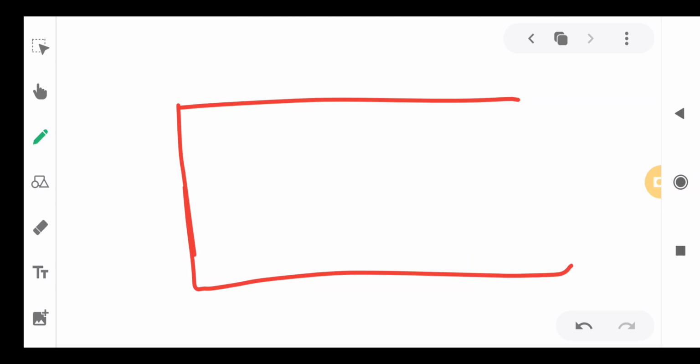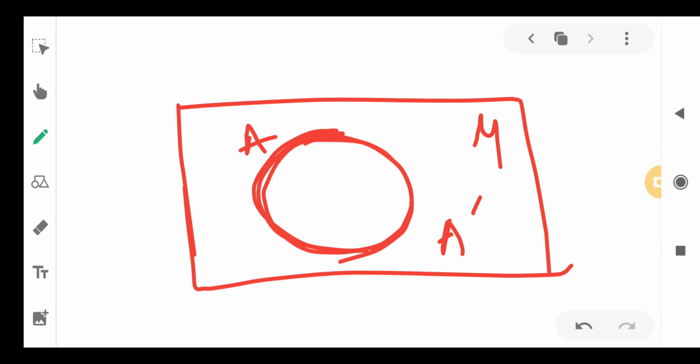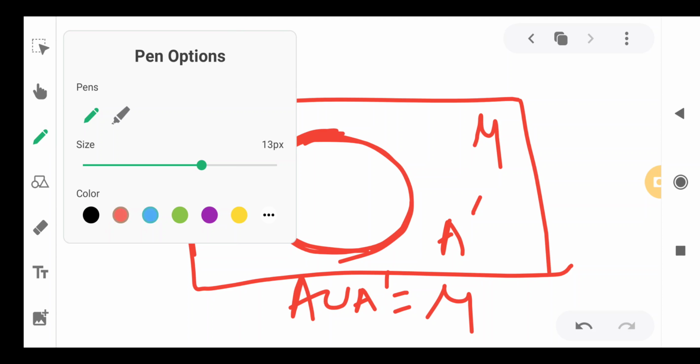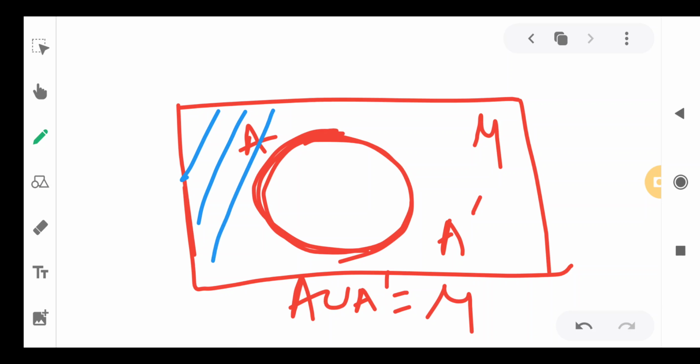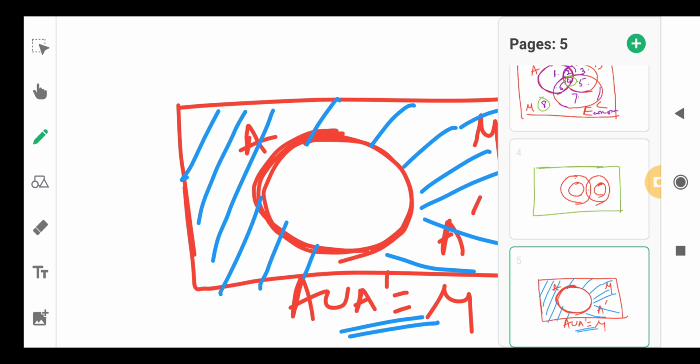Now for example, this is mu, and this is one set, A. The remaining part is called A dash. Every element must belong to A or A dash, which means A union A dash is equal to mu. This area and the remaining area together make up mu.